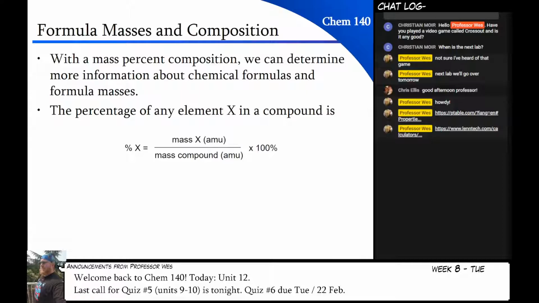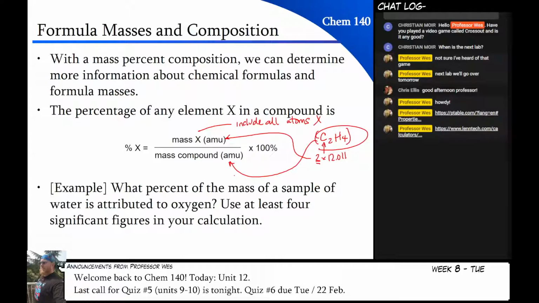Now, if you have multiple of an atom, then you do need to include all of the copies of that in here. So include all atoms of X. For example, if you wanted the percent carbon in C2H4, you would include 2 times the mass of carbon in here. You do need this 2, because there are 2 carbons. And then the mass of the compound would be the whole thing's mass. We'd go to Lentech for that. It'd be something like 28 or whatever.